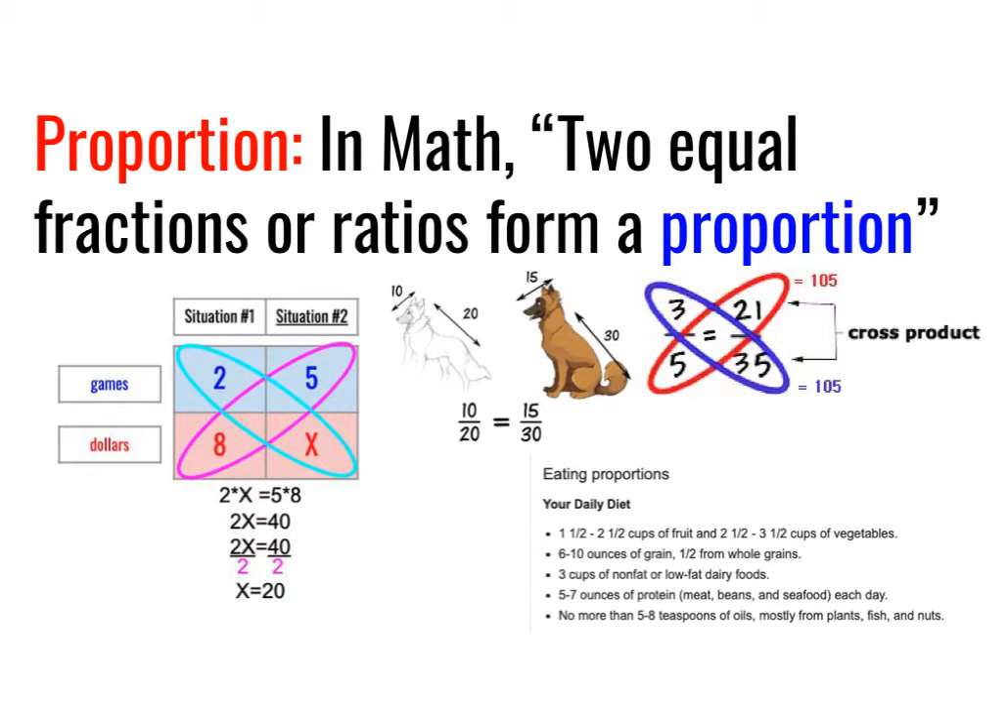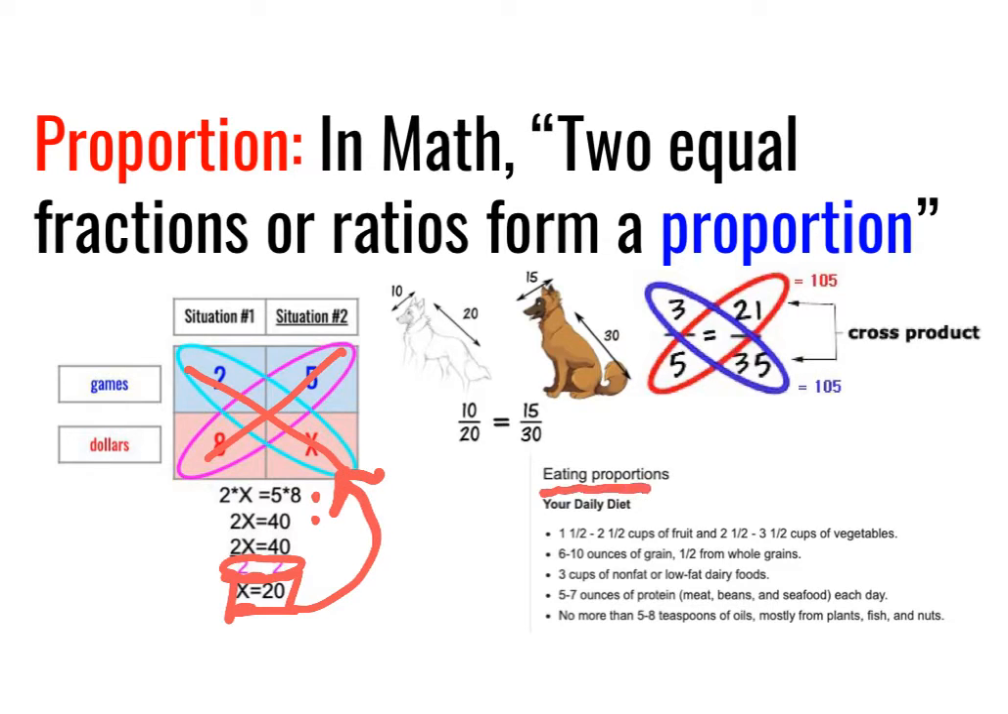Today our key word is proportion. In math, two equal fractions or ratios form a proportion. Keep in mind we use cross products and we set up an equation and use inverse operations to solve for the variable.